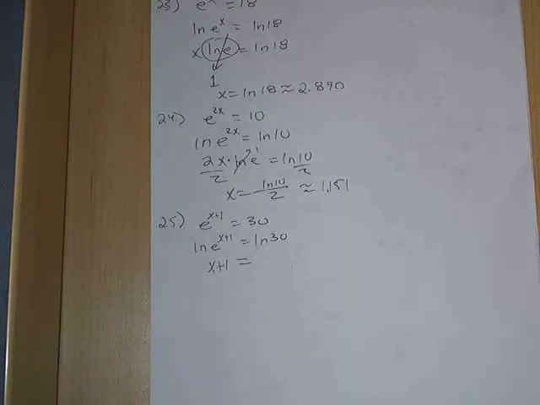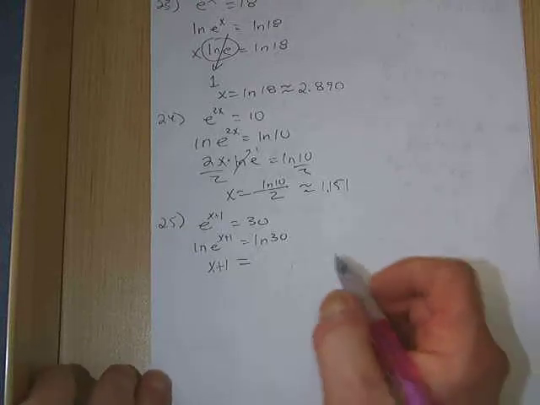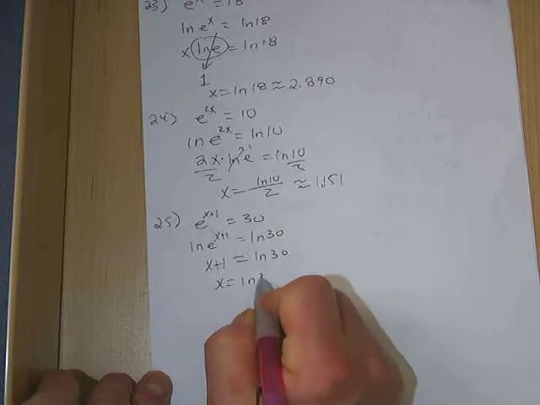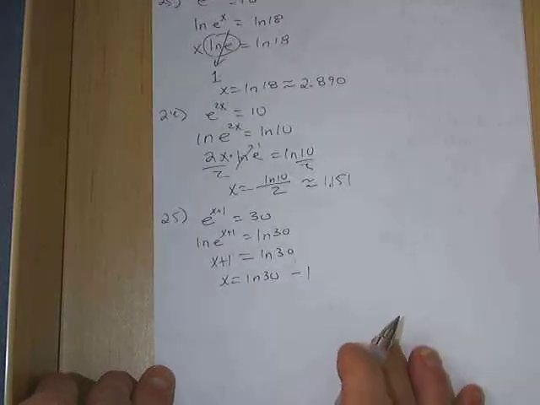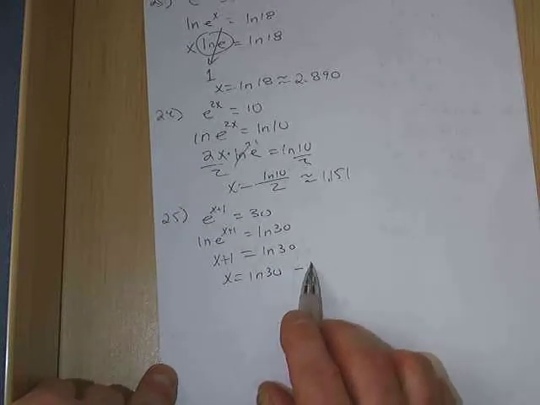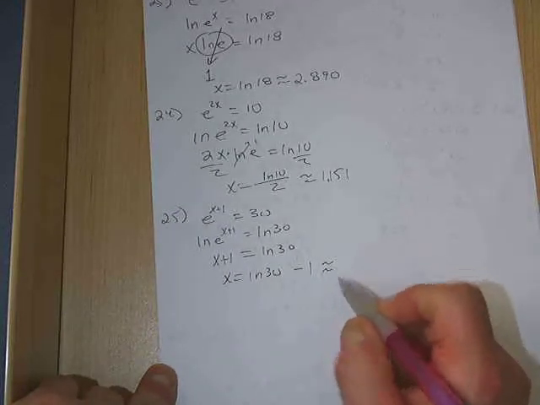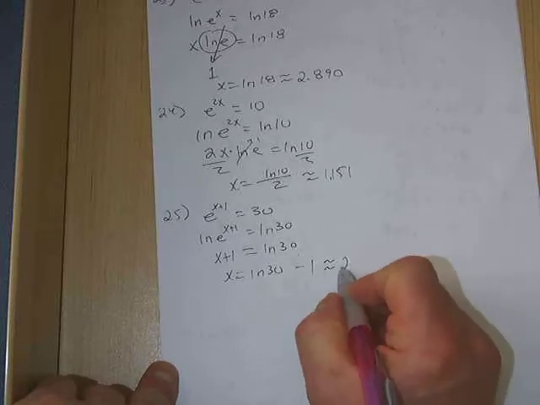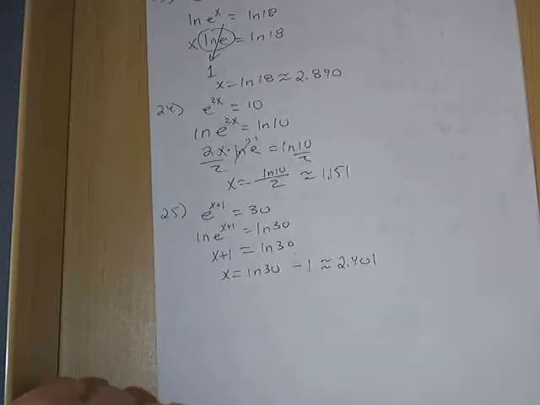Why didn't I write x plus 1 times the natural log of e? Because the natural log of e is 1. Equals the natural log of 30. X equals the natural log of 30 minus 1. Not the natural log of 29, the natural log of 30 minus 1, which equals approximately, in 25, 2.401.